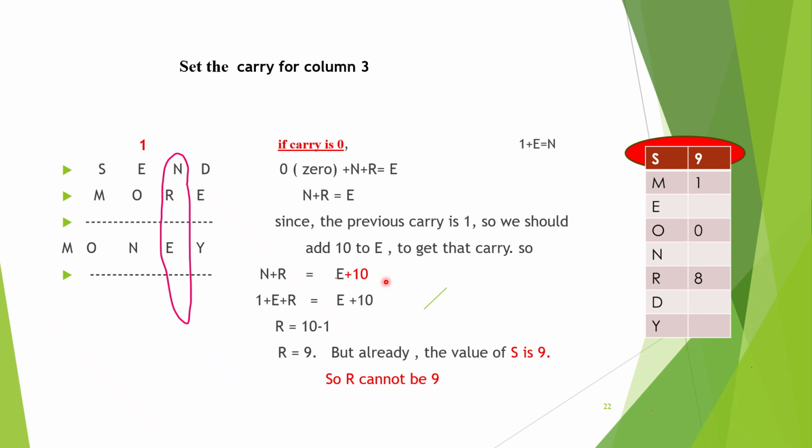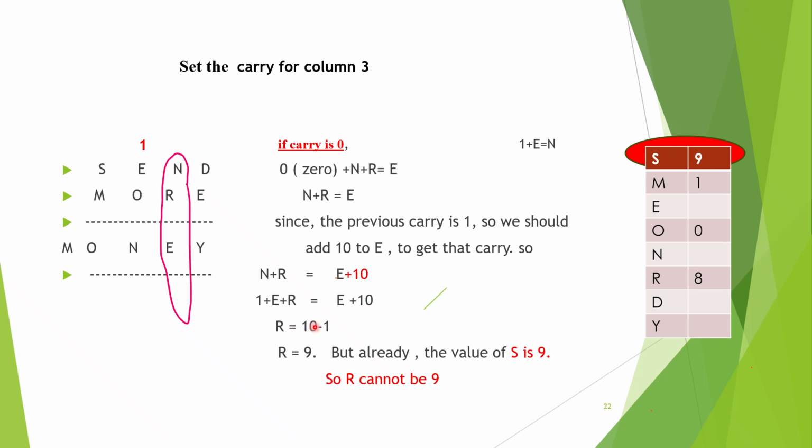Do you understand? N can be expanded as 1 plus E, right? 1 plus E equal to N, the equation we have seen in the previous slide. This is equation number 1. So substitute N by 1 plus E. So 1 plus E plus R equal to E plus 10.